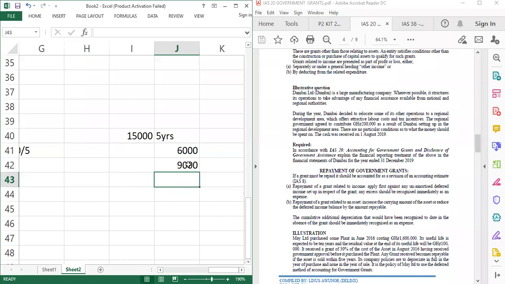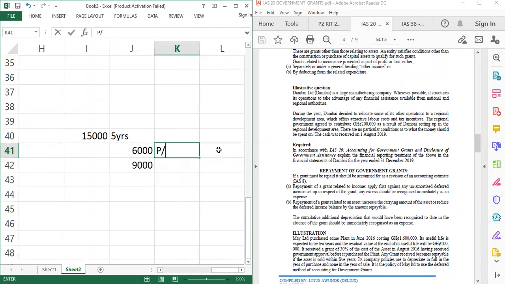This was subtracted from the cost of the asset. It was 15,000 that was subtracted, but 6,000 has gone to statement of profit or loss. So we go and reverse this in profit or loss. Of the 15,000 that we subtracted, 9,000 is still in the carrying value as a subtraction. So what are we going to do? Since we are repaying the grant, we add the 9,000 back.